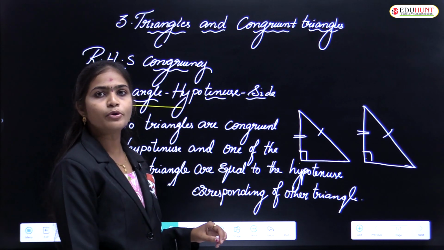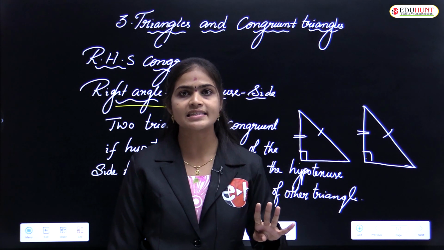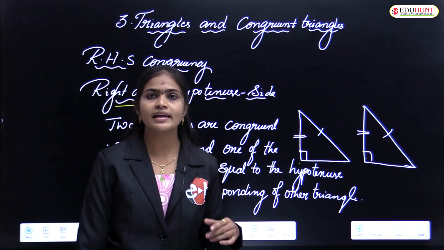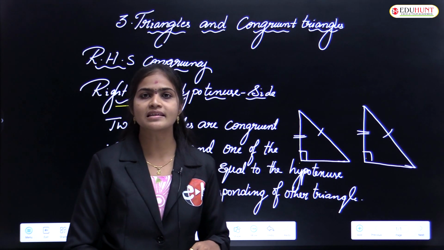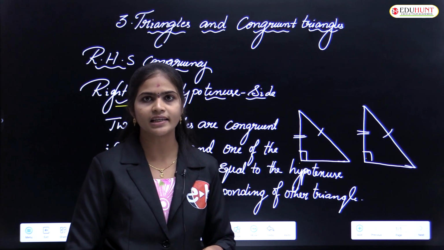Okay, so this is about congruency. In congruency we have 4 axioms, and we discussed all 4 axioms in this video. Okay, so in the next video we will discuss angular bisectors, which means the concurrent lines of a triangle. Okay.